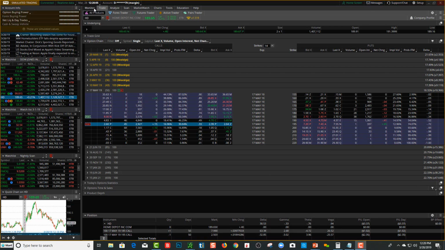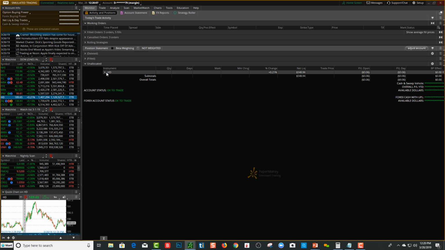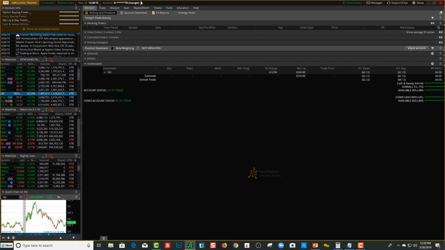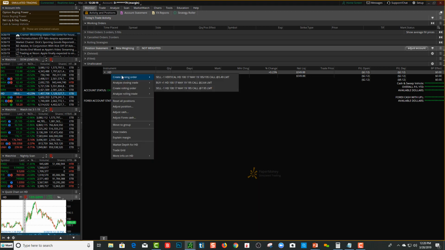So now you will see right here, if I go to the monitor tab, you can see my position right here in Home Depot. So what all I have to do to close it out is come right over here, right click, create closing order, and we're going to sell the vertical. So we bought the vertical because we did a debit spread. We were buyers. Now we're going to sell it to get rid of it and close the position.